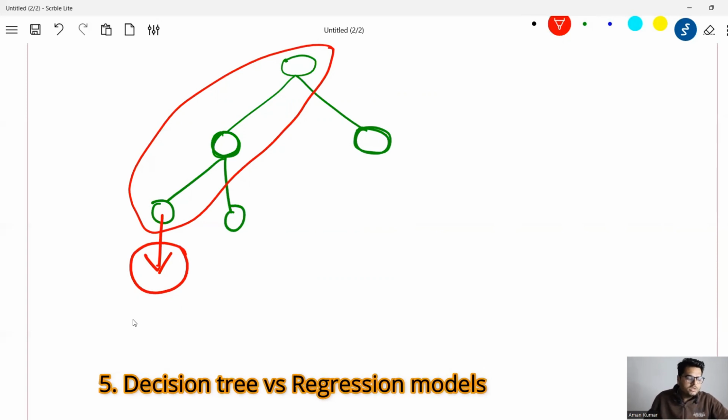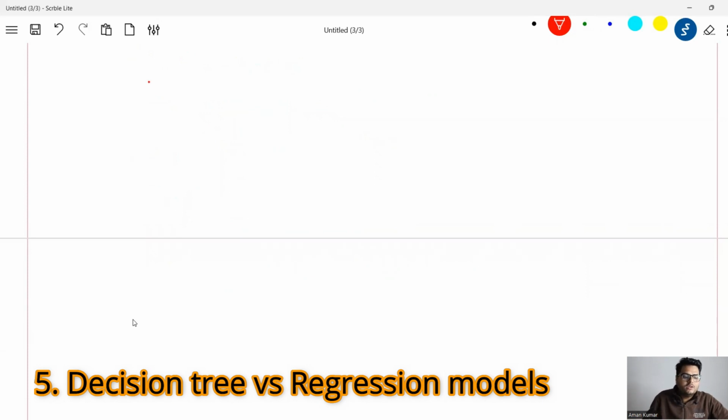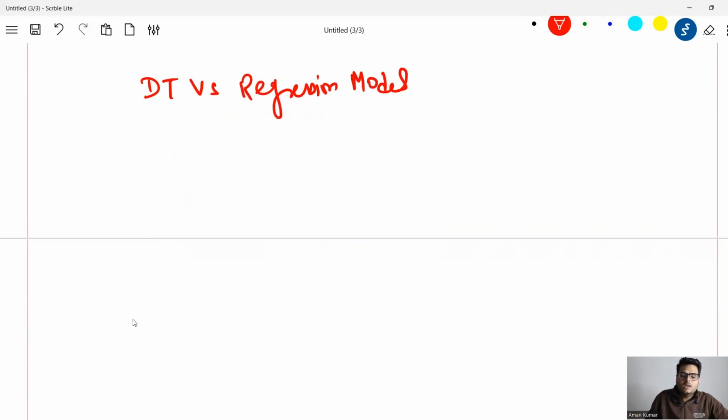Okay, what is the next question they will ask? Core differences between decision tree and regression models. What are the differences, guys? In a regression model, I get to know how all my variables are impacting my target. In a decision tree, I do not have that direct relation, like how all variables are impacting my target column. In a regression model, I have a mathematical equation. Here, I don't have a mathematical equation.